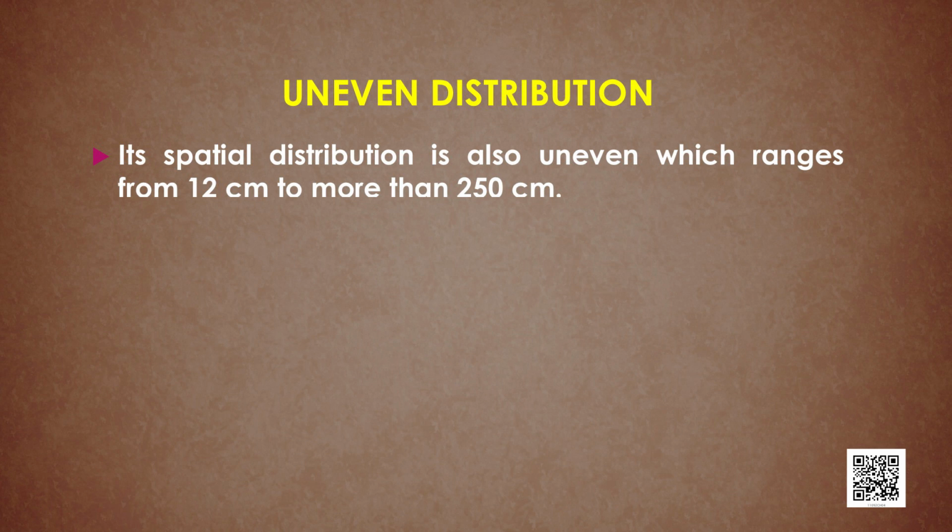Besides the frequency and the intensity, this passage is also determined by the spatial distribution of rainfall. Now, when we say monsoons are not predictable, they are unevenly distributed. The spatial distribution is also uneven because it ranges from 12 centimeters to more than 250 centimeters. This is your work: find out the regions where we get rainfall of more than 250 centimeters and where we get rainfall of less than 50 centimeters.